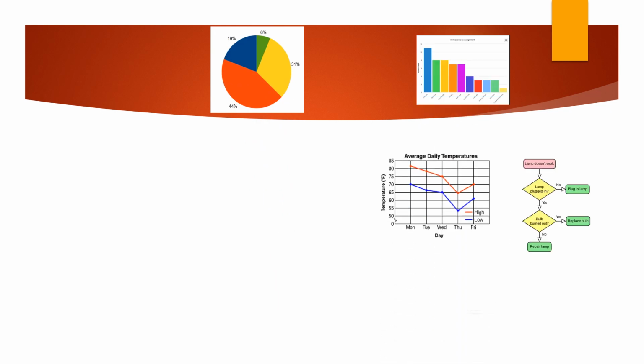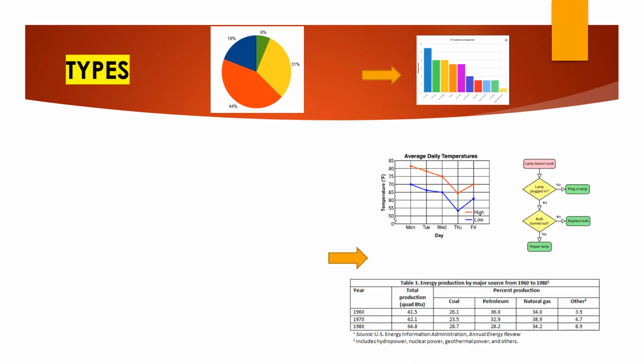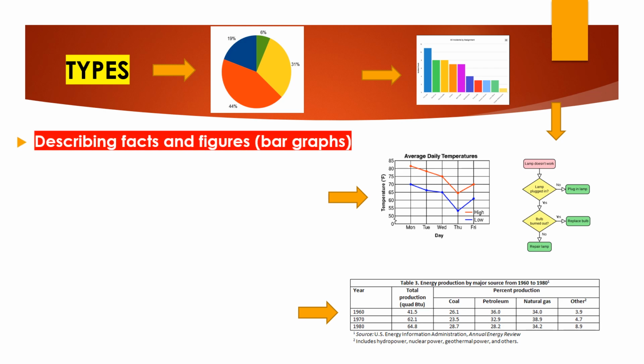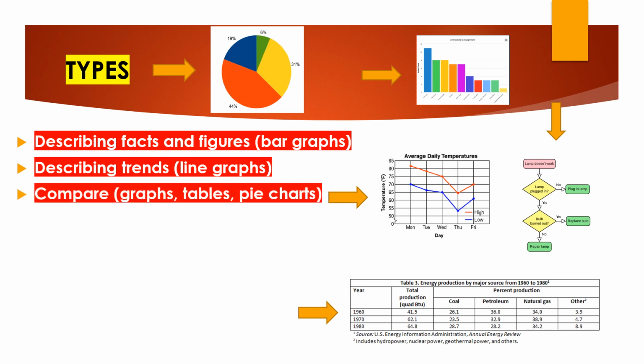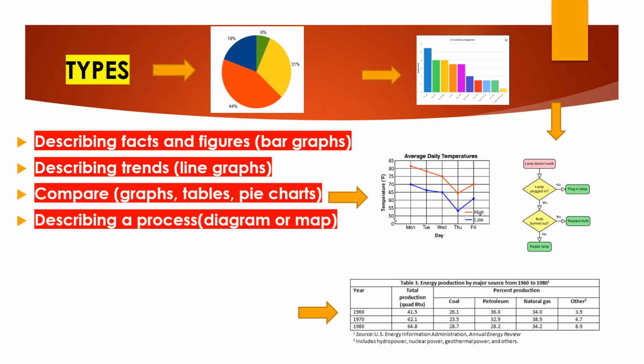Let's take a look at the types of graphs, friends. And here we have a bar graph, line, pie chart. We have table, flow chart. So describing facts and figures through bar graph, describing trends through line graphs, comparison in graphs, tables, and pie charts, describing a process diagram or a map, and describing a flow chart.